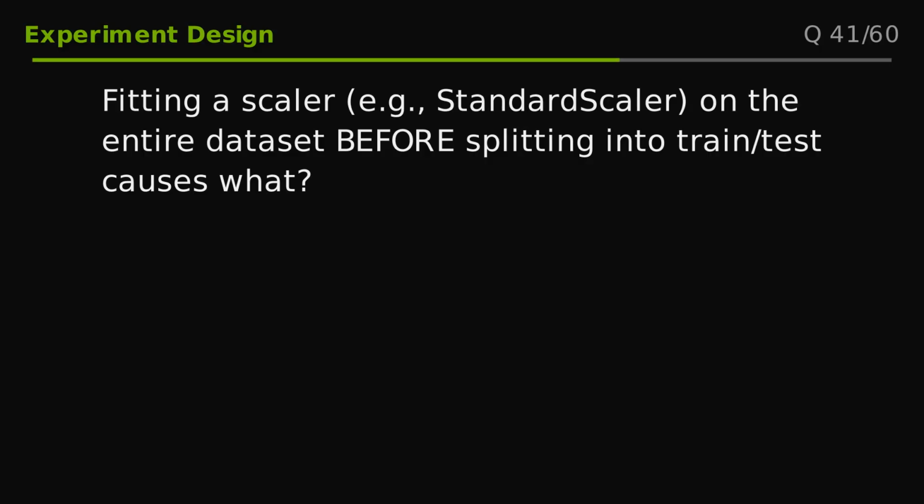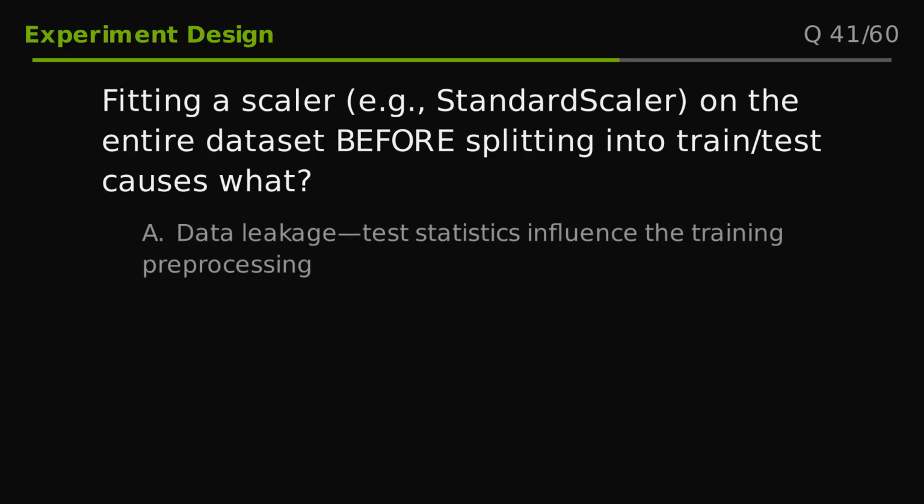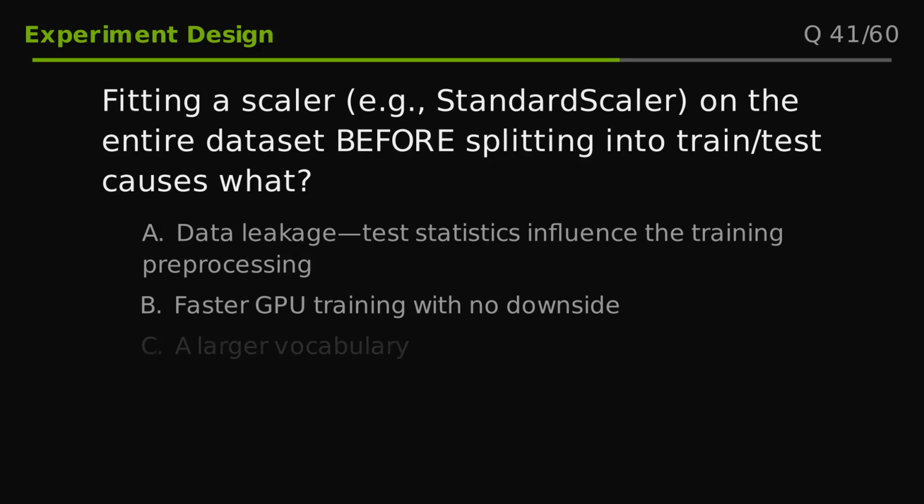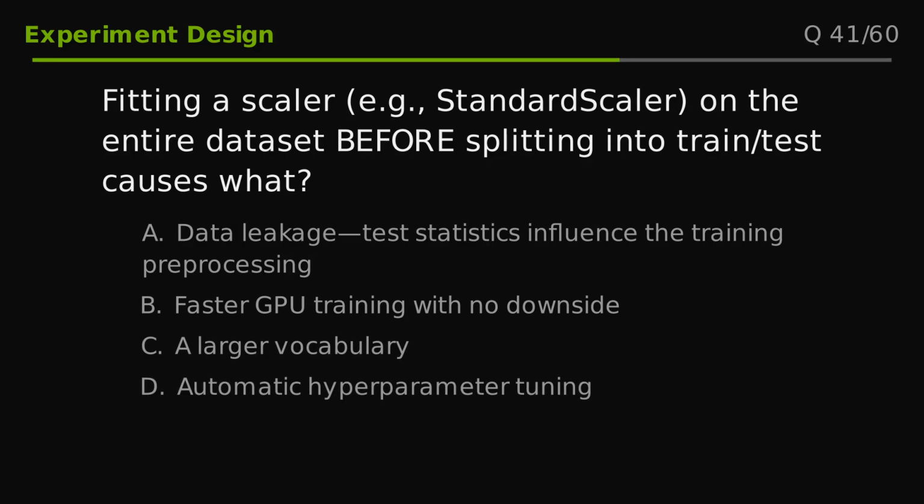Fitting a scaler, for example a standard scaler, on the entire dataset before splitting into train and test causes what? Option A, data leakage. Test statistics influence the training preprocessing. Option B, faster overtraining with no downside. Option C, larger vocabulary. Option D, automatic hyperparameter tuning.